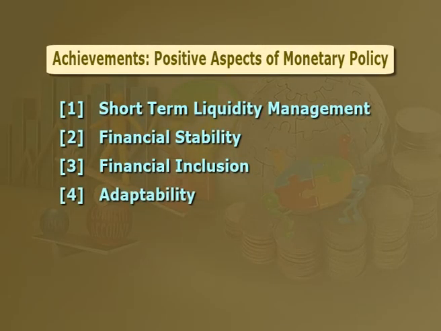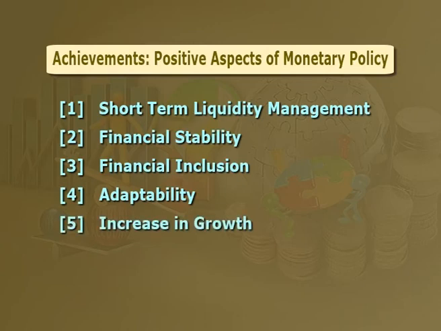Point number 4. Adaptability. In India, monetary policy is flexible as it changes with time. RBI has developed new methods of credit control and shifted from monetary targeting to multiple indicator approach.